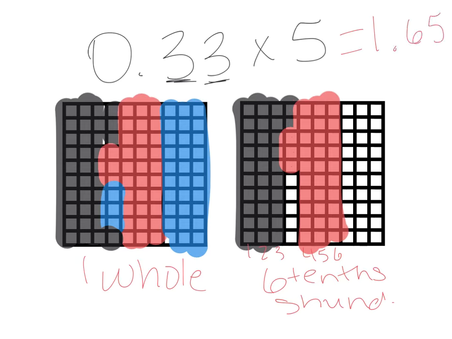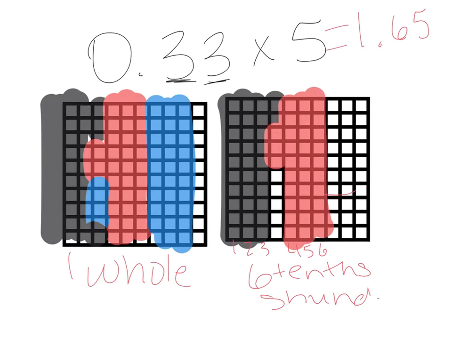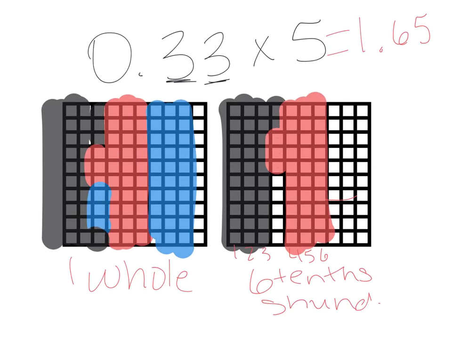Now you may be asking, well, I don't always have decimal grids, so how do I solve this in a normal equation? When you set this up vertically, I'm going to scoot this over. I'm going to have 33 hundredths, just like this, times 5. Remember, 5 is a whole number, so there's basically a decimal point that's behind it. I'm going to multiply like normal. 5 times 3 is 15. I write down my 5, carry my 1. 5 times 3 is 15, plus 1 more is 16. Carry my 1 to the next place value column. 5 times 0 is 0, plus 1 more is 1.